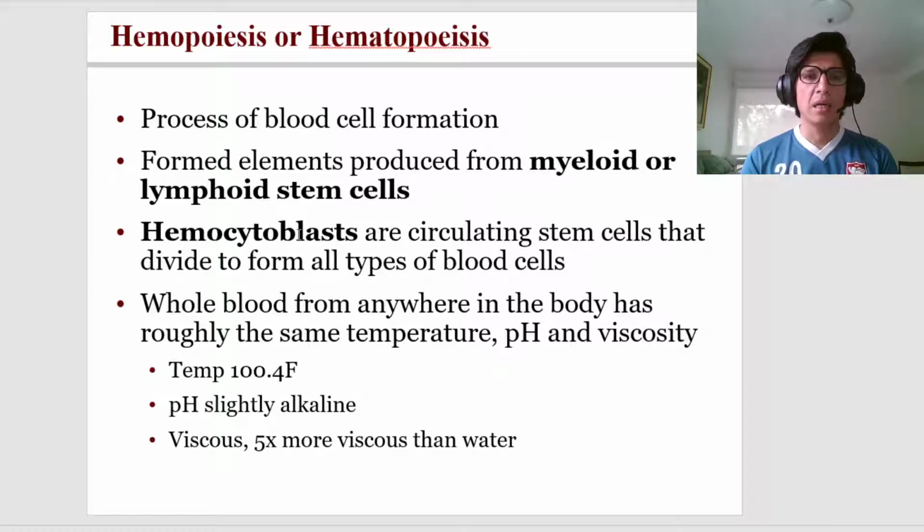These are properties of blood. Its temperature is at 100.4 degrees, and that's higher than body temperature. Blood is responsible for maintaining temperature homeostasis within us due to the fact that it's mostly water, and water has a high heat capacity, so it can store a lot of heat.